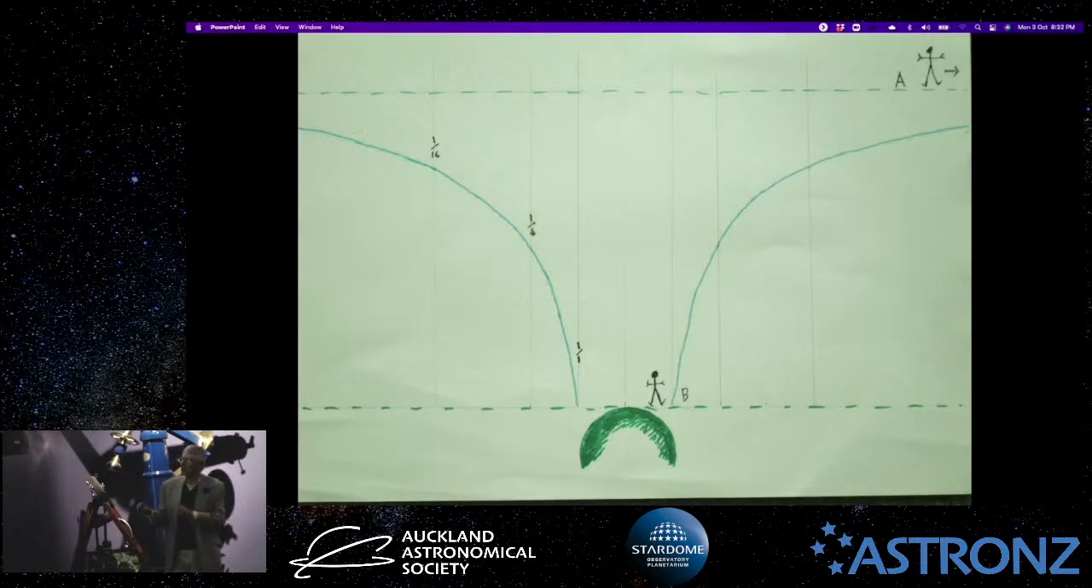So how can we work out how much time is slowed down here? Well, there are a number of different ways of doing that. One is you know the relationship between frequency and energy. You can work that out.